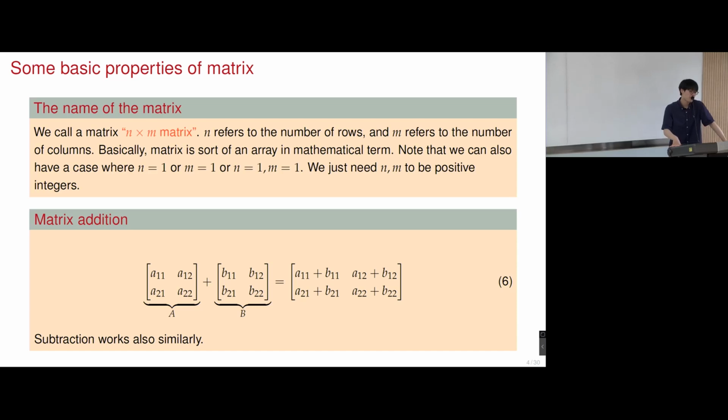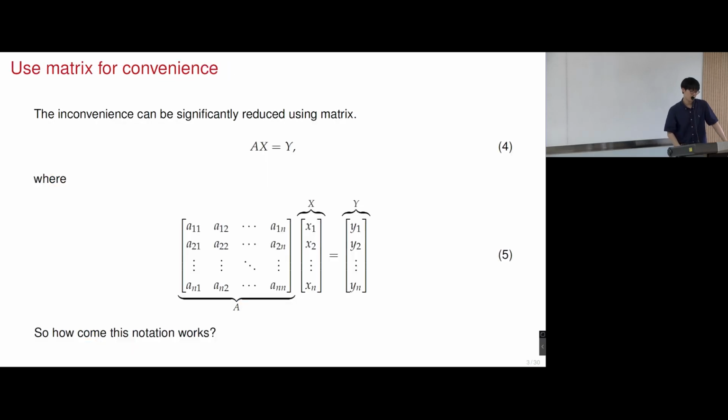We call this sort of thing an n by m matrix, where n refers to the number of rows and m refers to the number of columns. So basically a matrix is sort of an array in mathematical terms. If you look at the former slide, for matrix A, in this case it's an n by n matrix, right? Because it has n rows and n columns. So the rows and columns are the same, right?